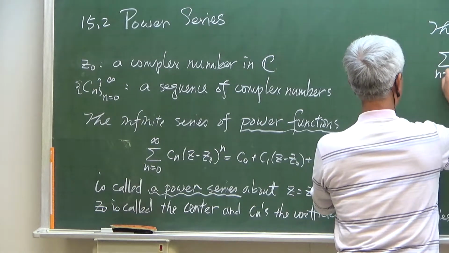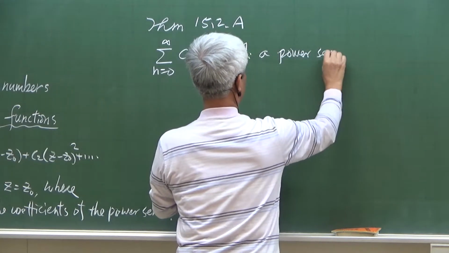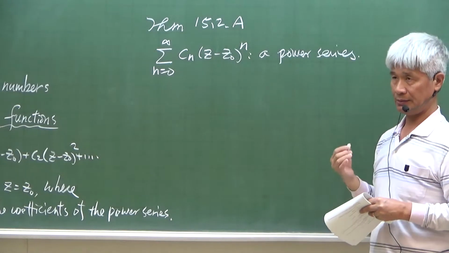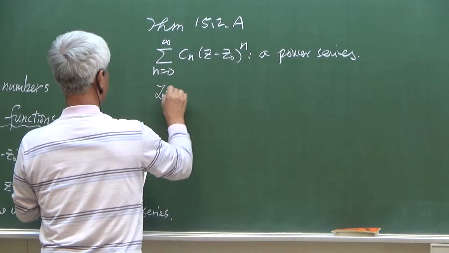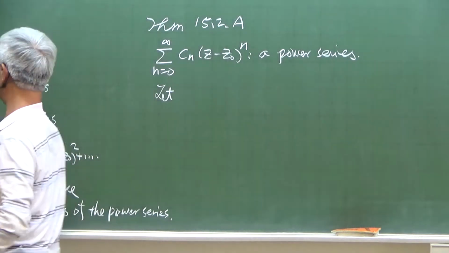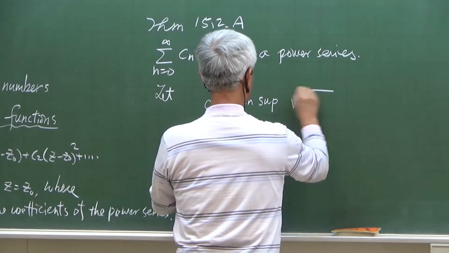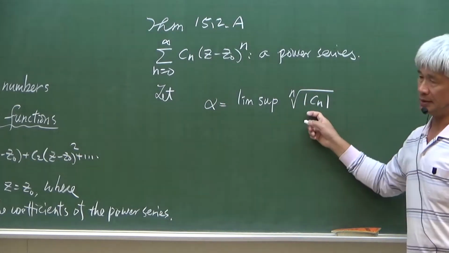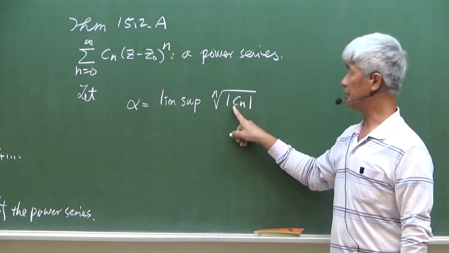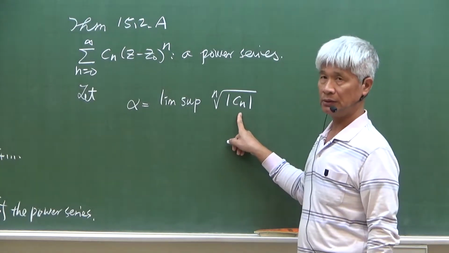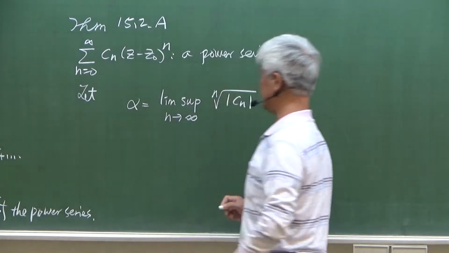All right, so suppose we are given a power series. z sub 0 is the center of the power series, and we have the coefficients c sub n. The coefficients form a sequence of numbers. We let alpha be the limit superior of this sequence. The sequence is derived from the coefficient sequence by taking the nth root of the absolute value of the nth coefficient, and we take the limit superior of this sequence and call it alpha.